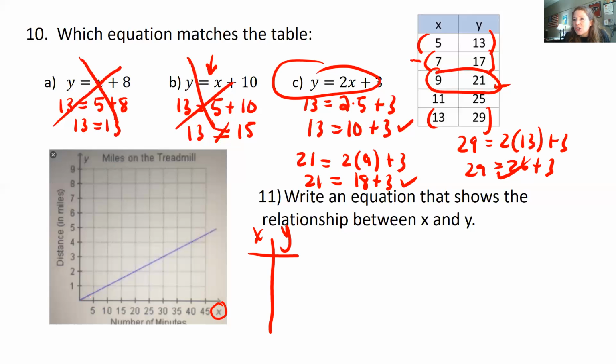So I'm not going to use 5 because I don't know exactly what my Y is, because this is not a whole number, right? But I do know when X is 0, Y is 0. This is the point 0, 0. What is this coordinate right here? Our X is 10 and our Y is 1. 10, 1. What about this coordinate right there? Our X is 20 and our Y is 2.